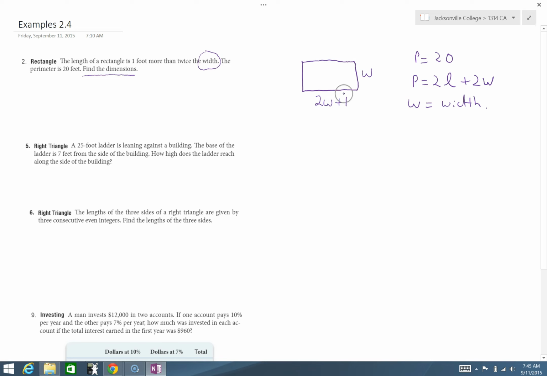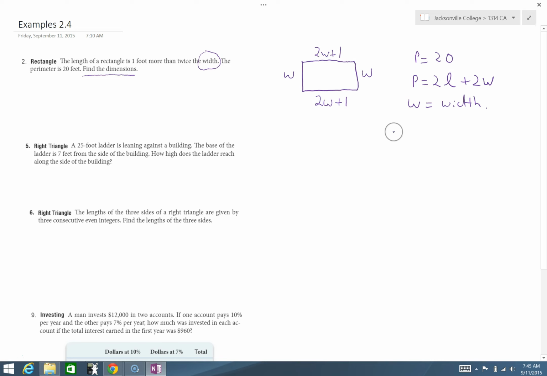I've just used a little algebra to assign that. Now I'm ready to go. It says the perimeter is 20. Well, if this side is 2W plus 1, then clearly this side is 2W plus 1. If this side is W, then this side is W. Now I can make an equation. I'm going to add all these up and set them equal to 20.